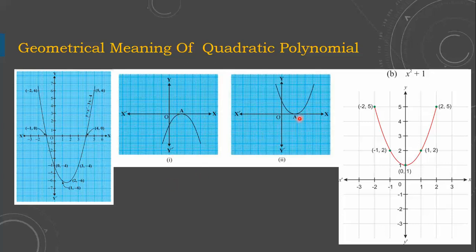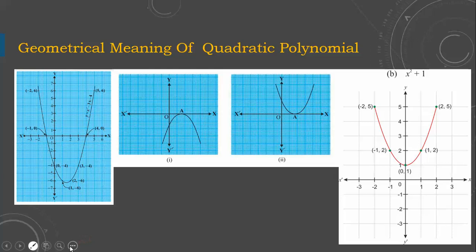Here also the same thing, the graph opens upward. The parabola opens upward and cuts the x-axis in only one point. And see here the graph, what about this? This parabola does not cut the x-axis at any point, means no zero. Okay, here 1 zero only, and here 2 zeros, means we can say 2 solutions, here only 1 solution of the polynomial, and here no zero.